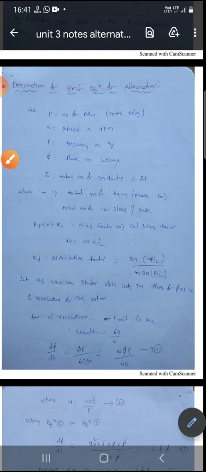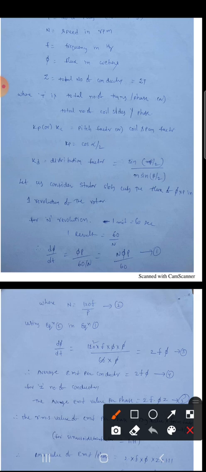Now let us consider a stator slot. The slot cuts the flux of phi into p in one revolution of the rotor. For N revolutions it takes 1 minute, which equals 60 seconds. We can divide it by N, so we get it for 1 revolution. For N revolutions it takes 60 seconds, then for 1 revolution it is 60 by N.